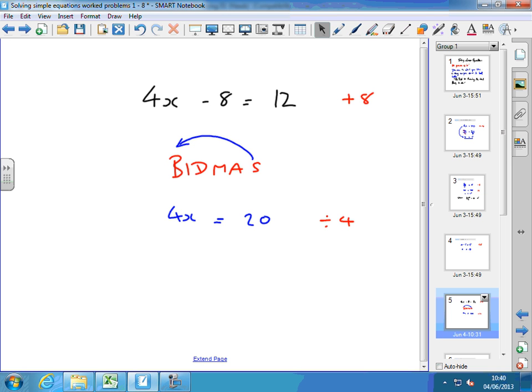And you get x equals 5. And again, I could put this answer back in and check it worked.